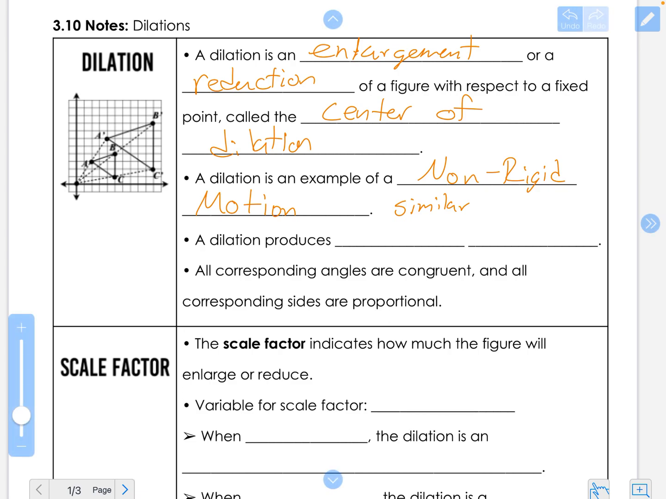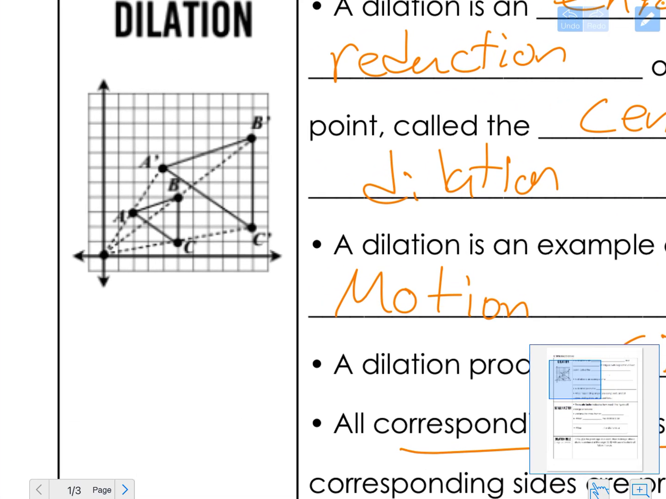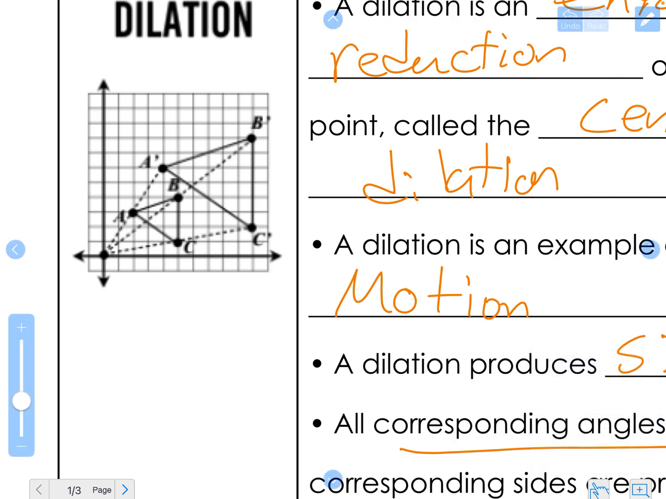A dilation again produces similar figures instead of congruent ones like all of our rigid motions create. Again, corresponding angles are congruent, corresponding sides are proportional. So if we look at this picture here, the dilation caused the triangle to get bigger, and if we notice, from the origin, they all follow the same line.